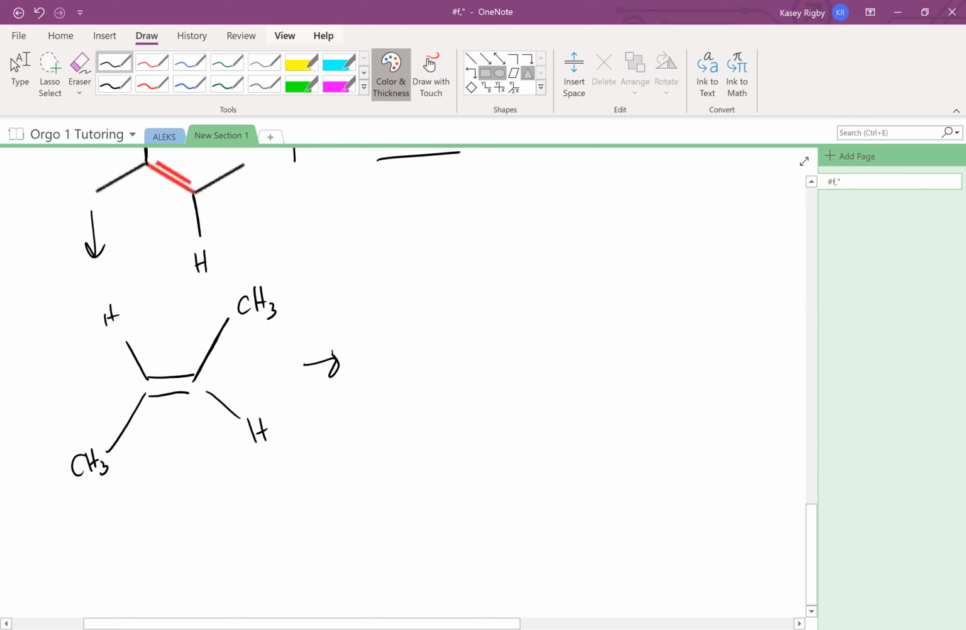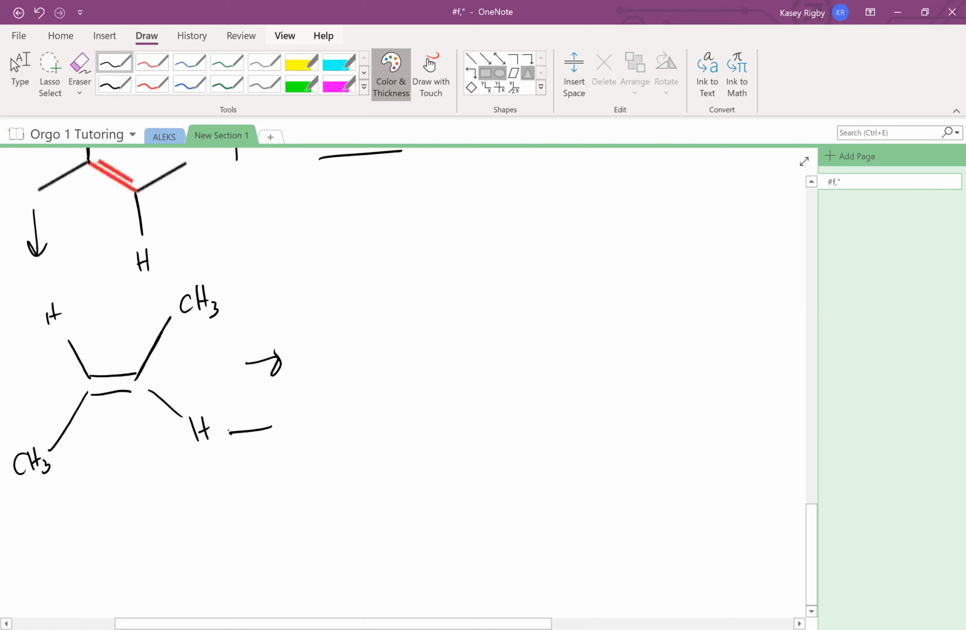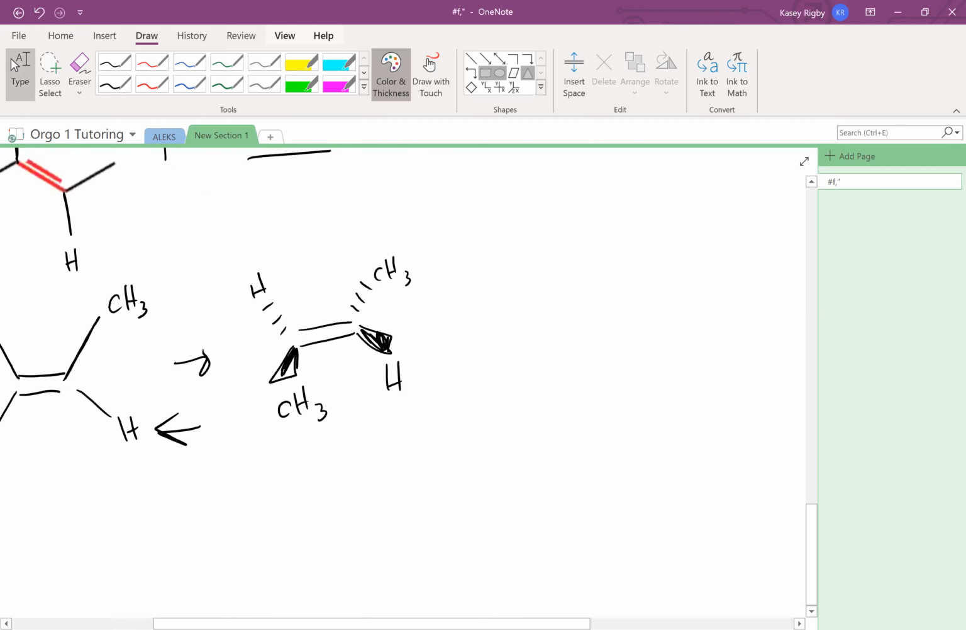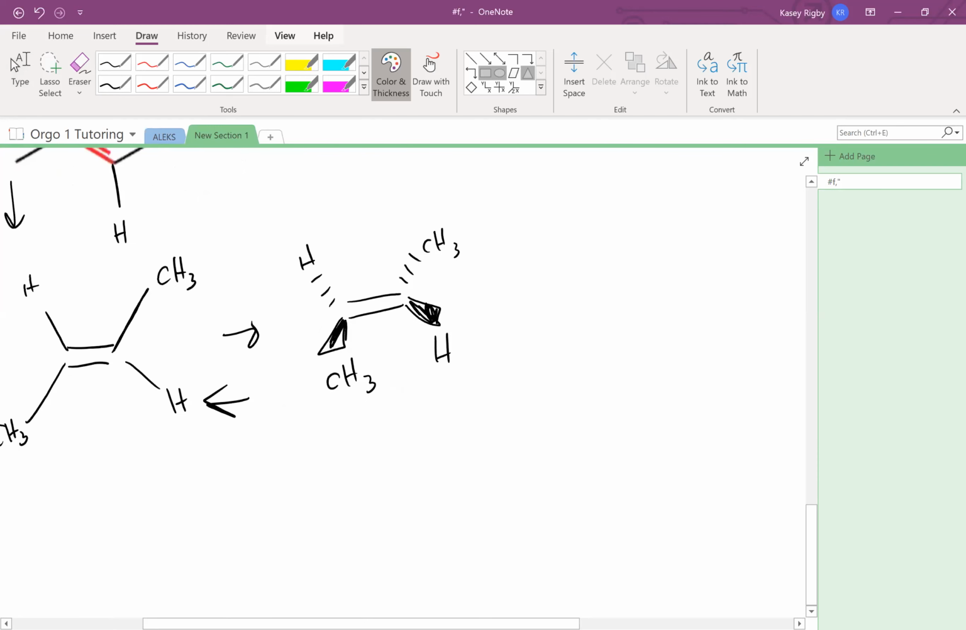Now, if we rotated this so that this side was in the front, it would look like this. CH3, H, CH3 in the back, H in the back. Okay? Does that make sense? It's just important to note where the stuff is on these.